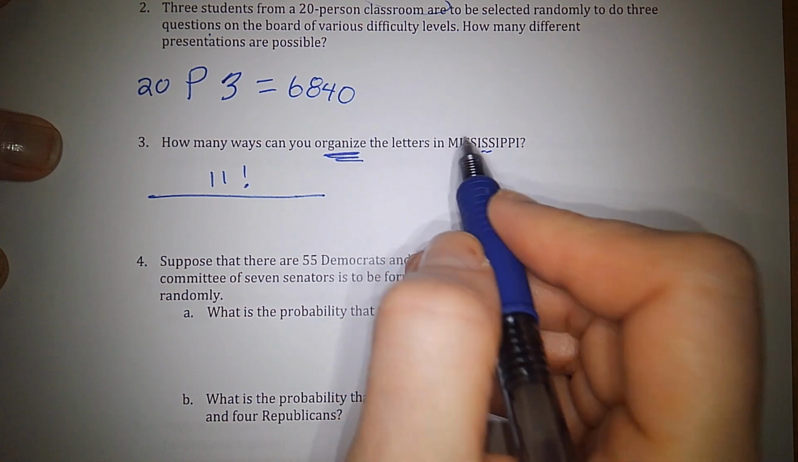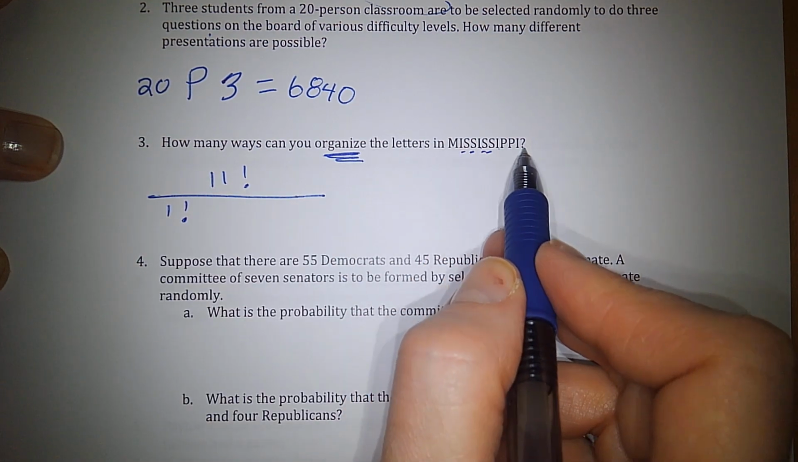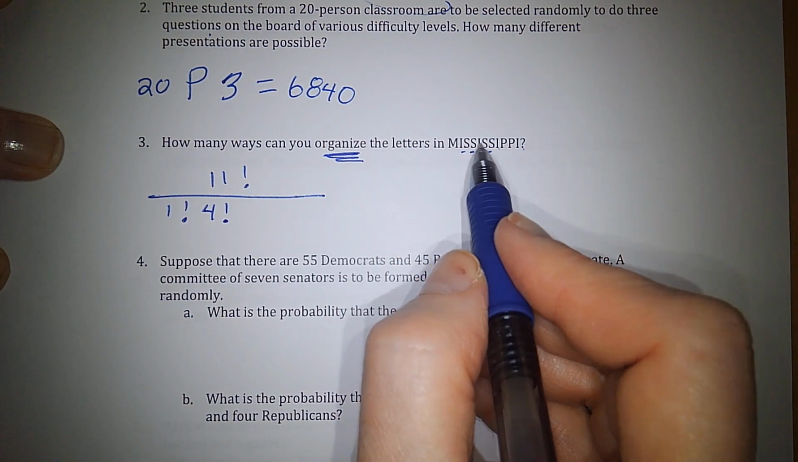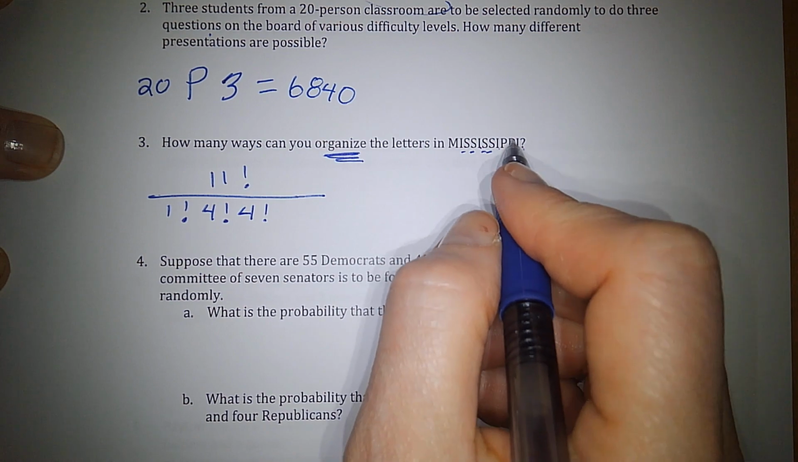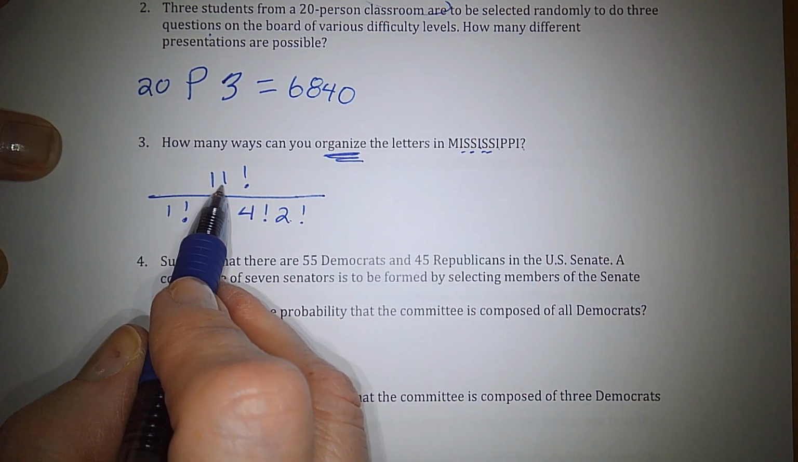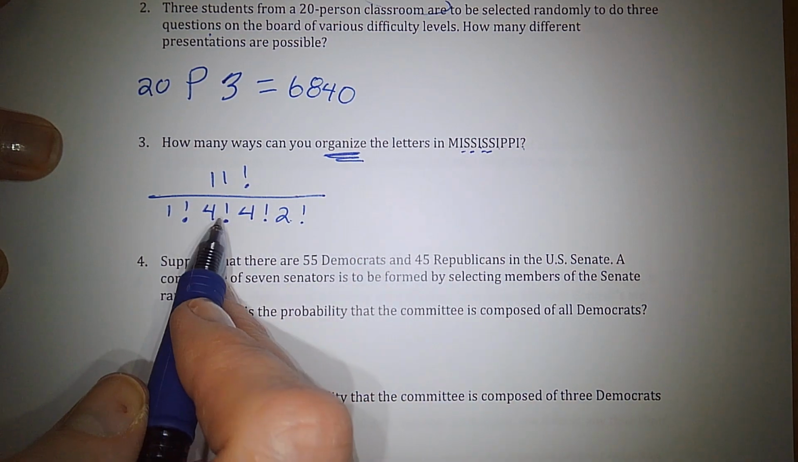Then we have to divide by the number of times each letter occurs, or the number of items that repeat. So there's only one M. There are 4 I's. There are 4 S's and 2 P's. And you'll notice that all of these numbers add up to 11, so that way I know I hit all of the letters and accounted for all of them.